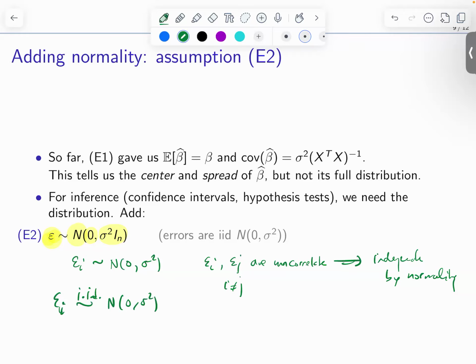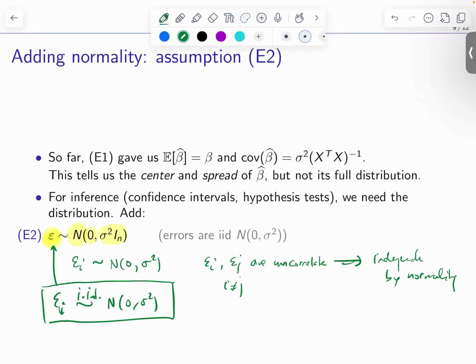That's equivalent to saying that jointly, as a vector, they have the multivariate normal distribution with mean 0 and covariance sigma squared I_m. Okay, so that's our assumption about the noise. Independent, identically distributed, normal random variables with mean 0 and variance sigma squared.